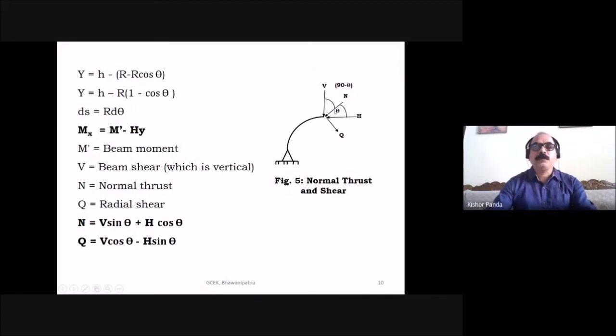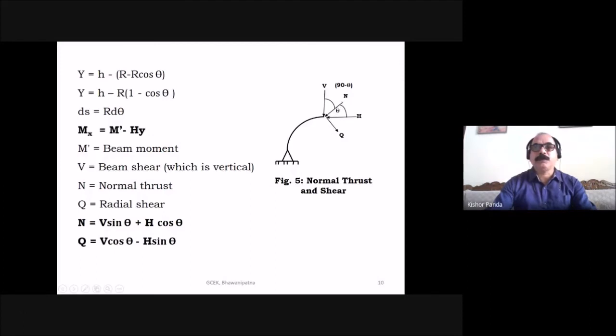We will take the free body diagram. This is the beam shear, and N is the normal thrust. Already we have discussed this in the earlier lecture also. Normal thrust, and Q is the radial shear. This is your horizontal force, this is the vertical force, this is the normal thrust, and this is the radial shear.